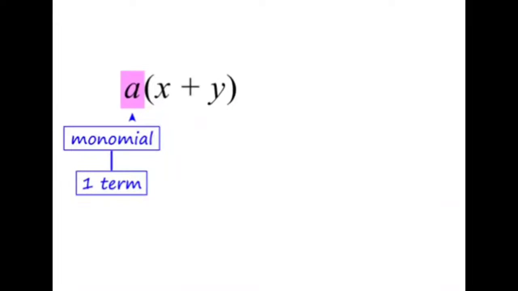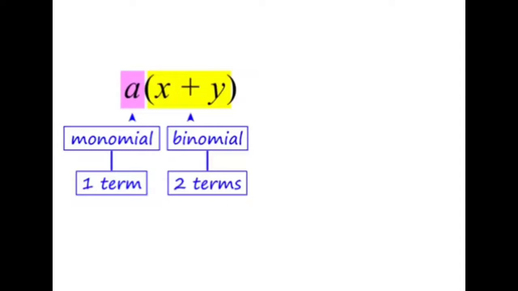By now you should have no problem multiplying out this expression. We have a monomial, or one term, being multiplied by a binomial, or two terms. To multiply this, we need to multiply each term inside the bracket by a. A times x equals ax. And a times y equals ay. Please pause to check my working.